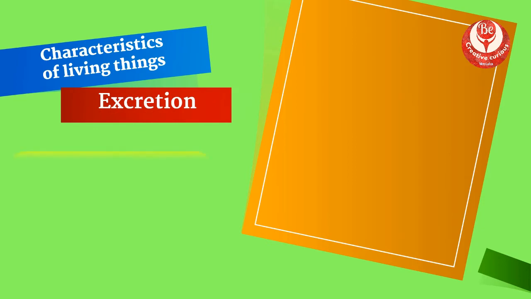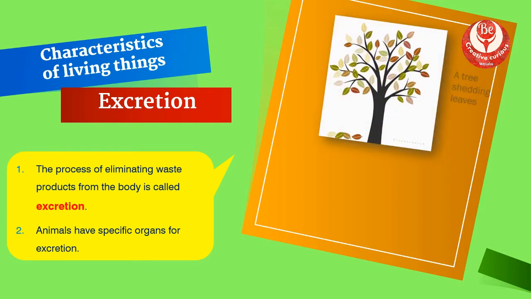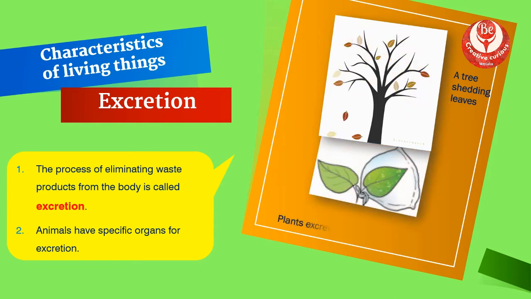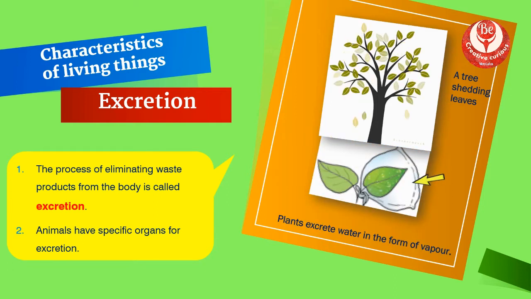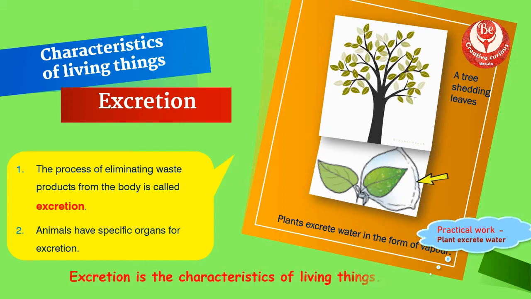Next, characteristics of living things. Excretion. The process of eliminating waste products from the body is called excretion. Animals have specific organs for excretion. A tree shedding leaves. Plants excrete water in the form of vapors. Practical work. Plants excrete water. Excretion is the characteristic of living things.